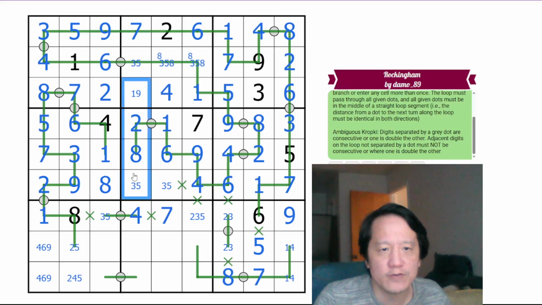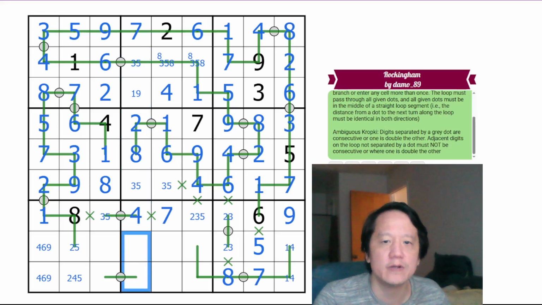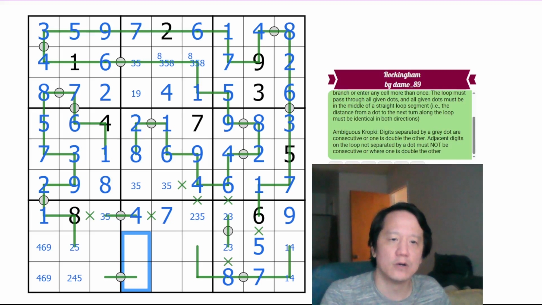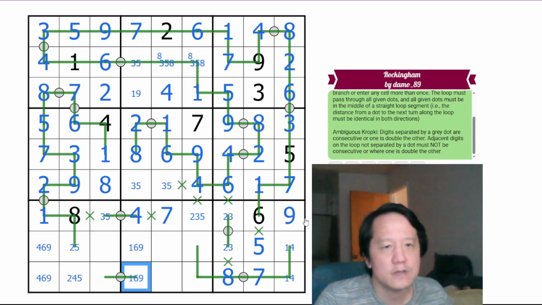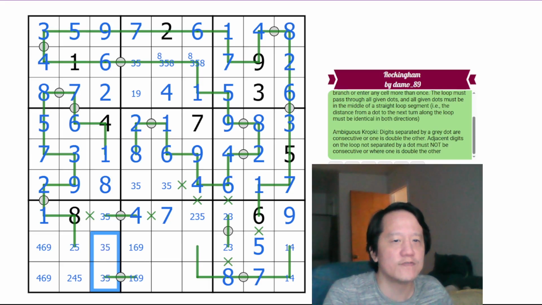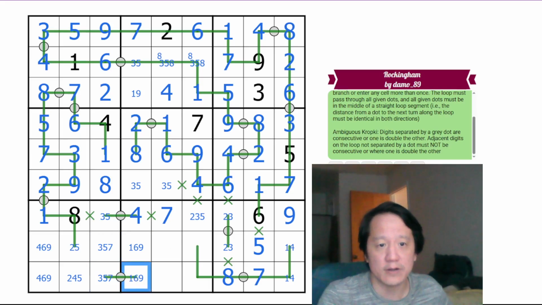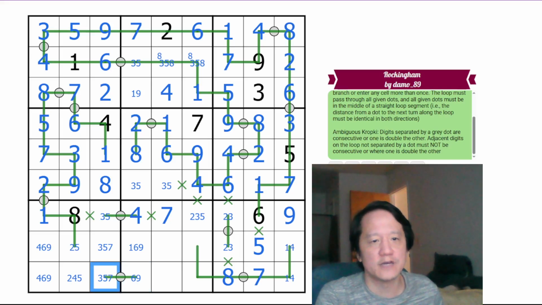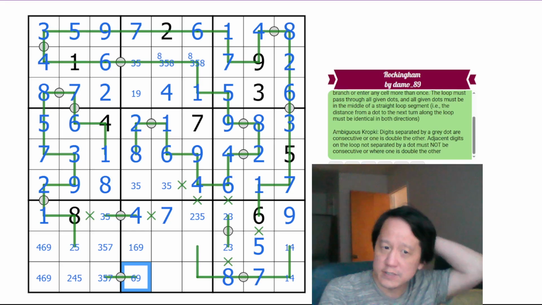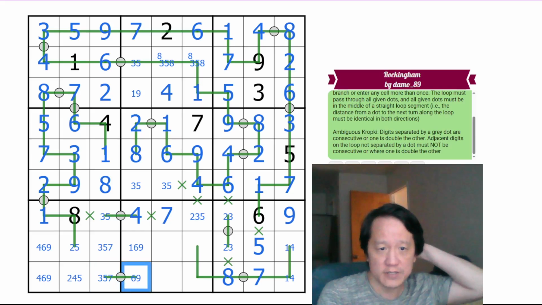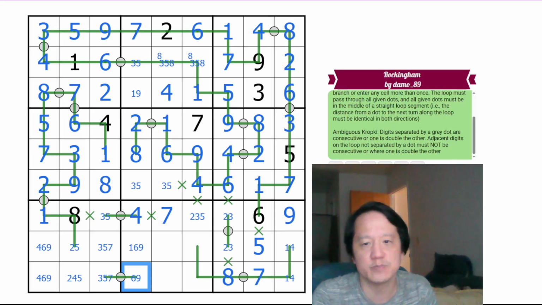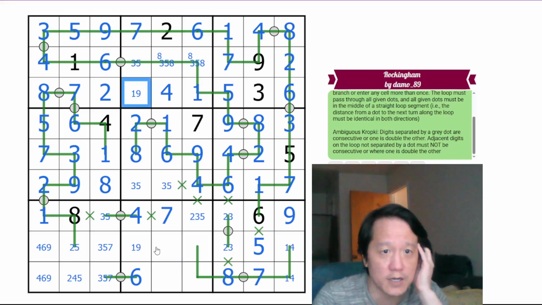3, 5, 3, 5 as a pair. Remaining digits in column 4 are 1, 6, and 9. Remaining digits in column 3 are 3, 5, and 7. So 1 cannot be here because 1 does not have a 2 there. 3 and 6 works, 5 and 6 works, 7 and 6 works, 9 does not work. So this must be 6. So this is 6, which means this can't be 6 there. It's 1 and 9.